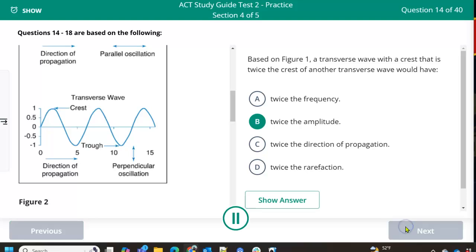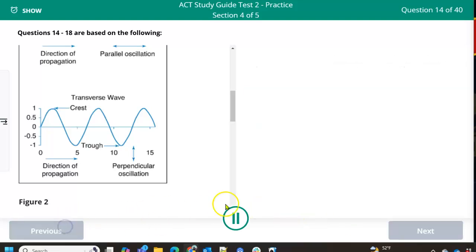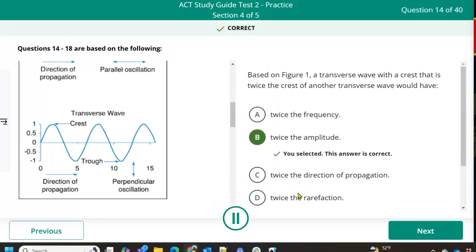Whoa, whoa. I think I forgot to show the answer. Show answer. Okay.